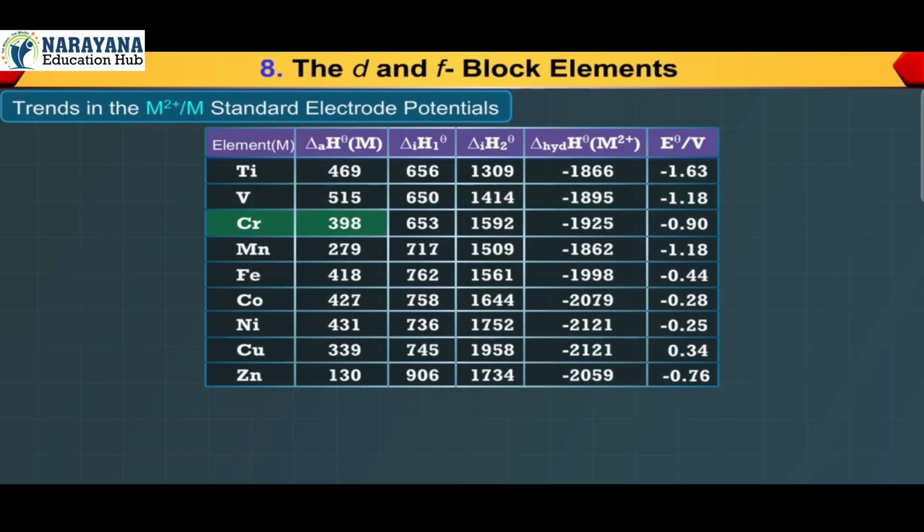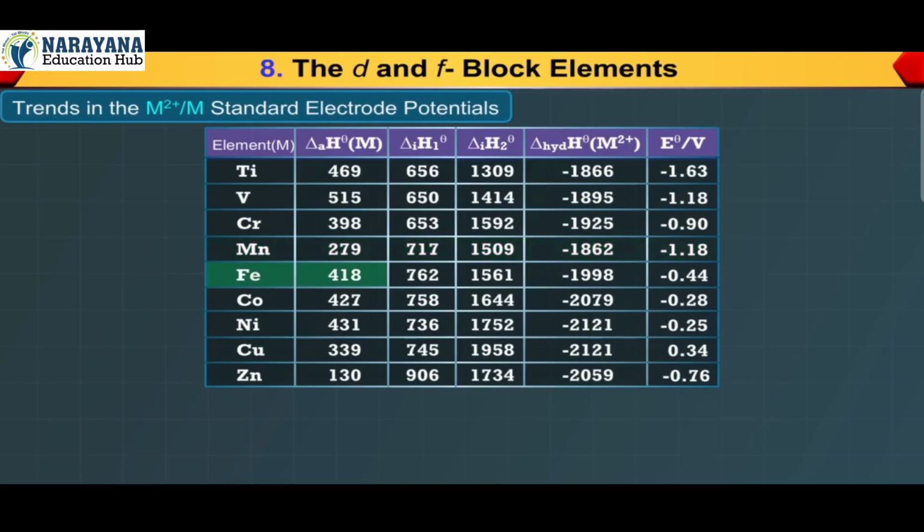Chromium: 398, 653, 1592, −1925, −0.90. Manganese: 279, 717, 1509, −1862, −1.18.